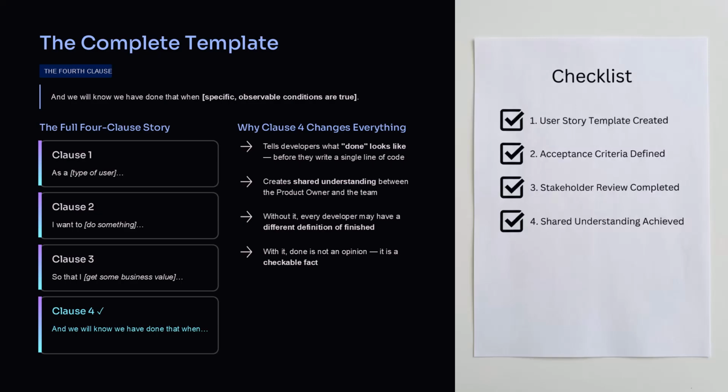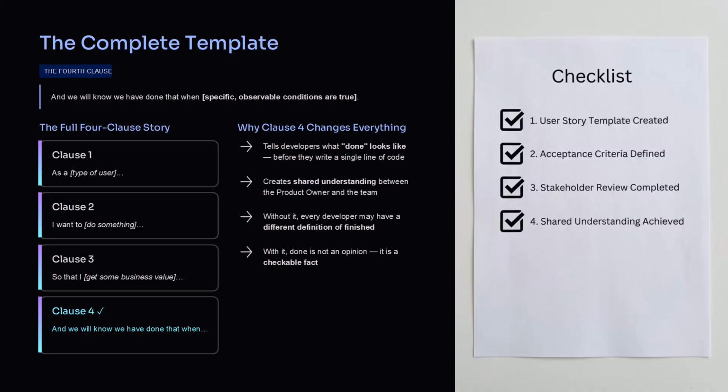A complete user story has 4 clauses. The fourth clause defines specific observable conditions that must be true for the work to be considered done. This is where clarity actually begins. When you include acceptance criteria, developers know what done looks like before they write a single line of code. It creates shared understanding between the product owner and the team.